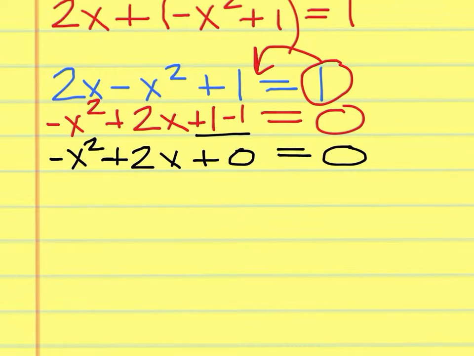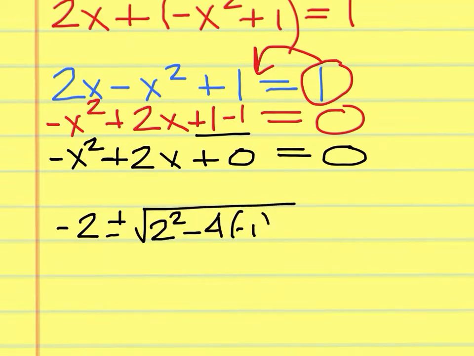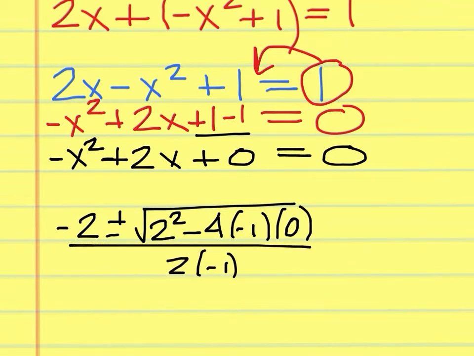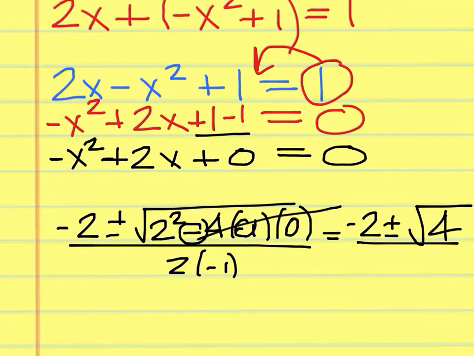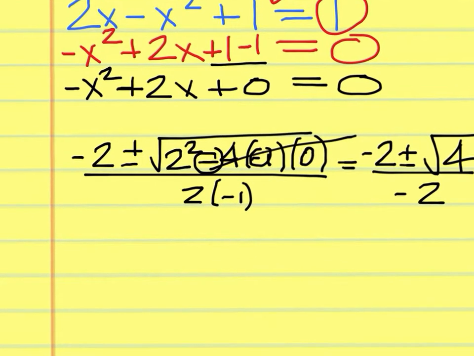The choice is yours. In this example, I'm going to use the quadratic formula to get negative 2 plus or minus the square root of 2 squared minus 4 times negative 1 times 0, over 2 times negative 1. And simplify that the best I can to get negative 2 plus or minus the square root of, and this will be a plus sign in here, but you'll end up canceling out that side because it's going to be 0. So you're left with 4. 2 squared is 4. And then a negative 2 on the bottom.